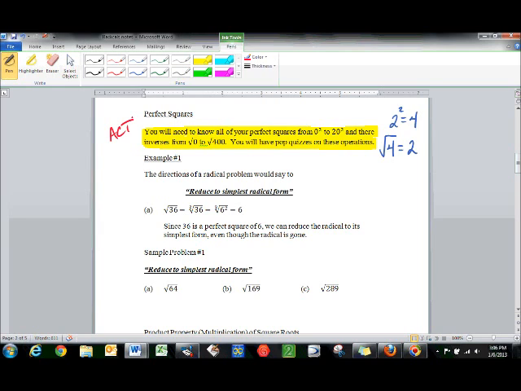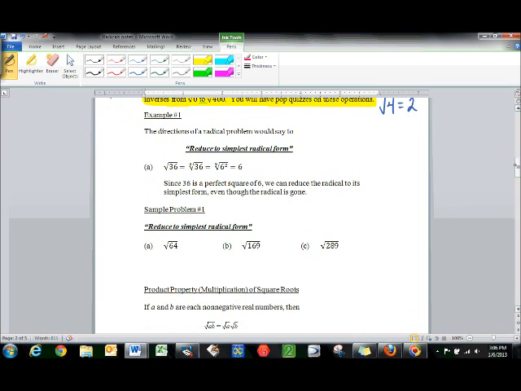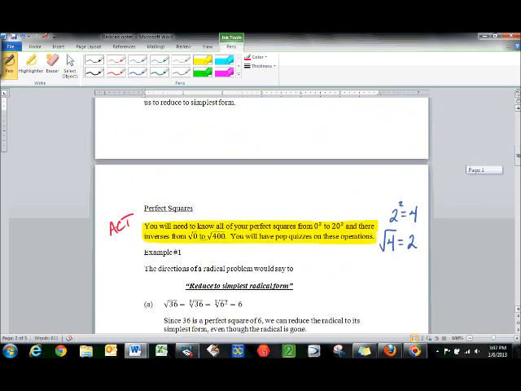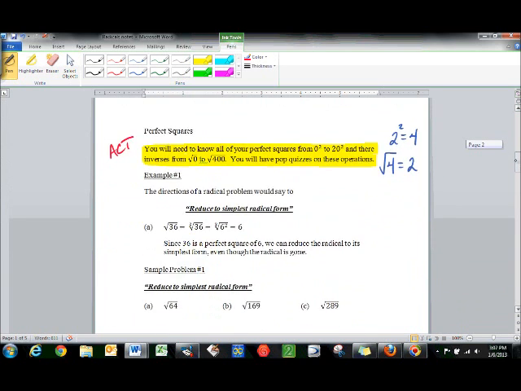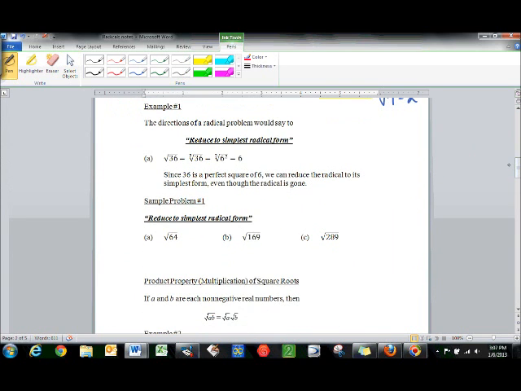Now, let's take a look at a problem that would actually use perfect squares. If the directions told us to reduce to simplest radical form, that means we want to break the radical up and put it in the smallest pieces that we can, according to the rules that we learned up here. So these rules are the rules that are going to judge whether we've put the radical in simplest radical form. So if we look at the square root of 36, it's an understood 2 for the root.